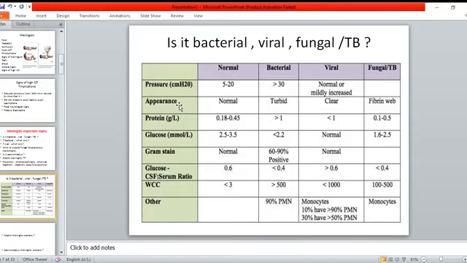Okay, so a very low glucose, you need to think of TB and fungal. A moderately reduced glucose, you think of bacterial. So high protein, low glucose, and lymphocytes.